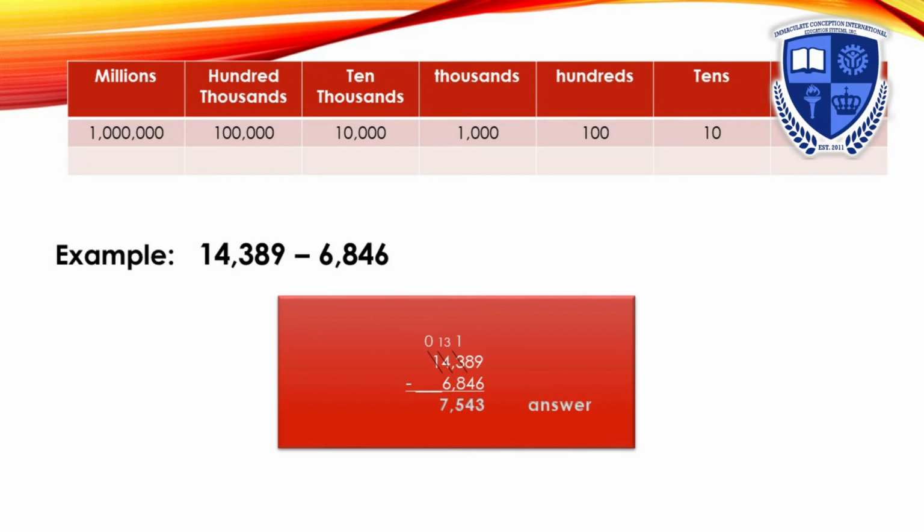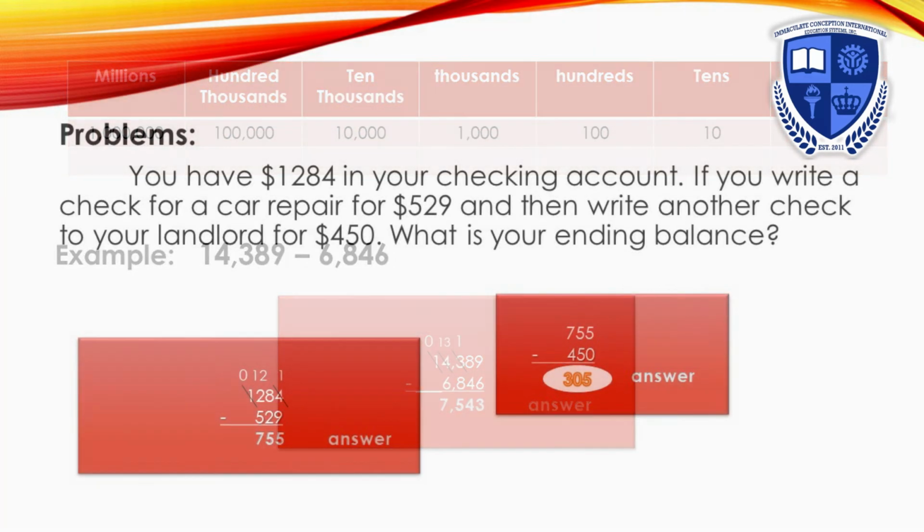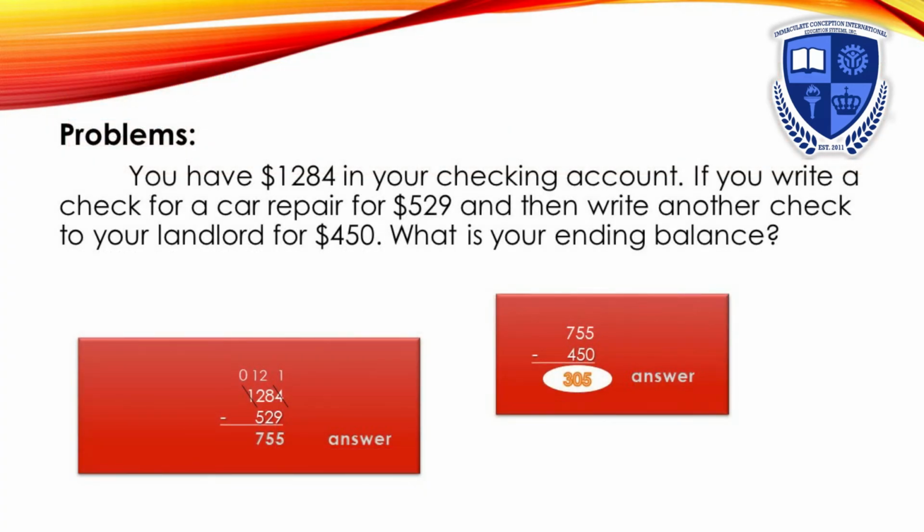And notice here with 3 minus 8, again, we have to borrow. So we'll change the 1 to a 0, and add 10 to the 3, so we have 13 minus 6. So our difference is 7,543.